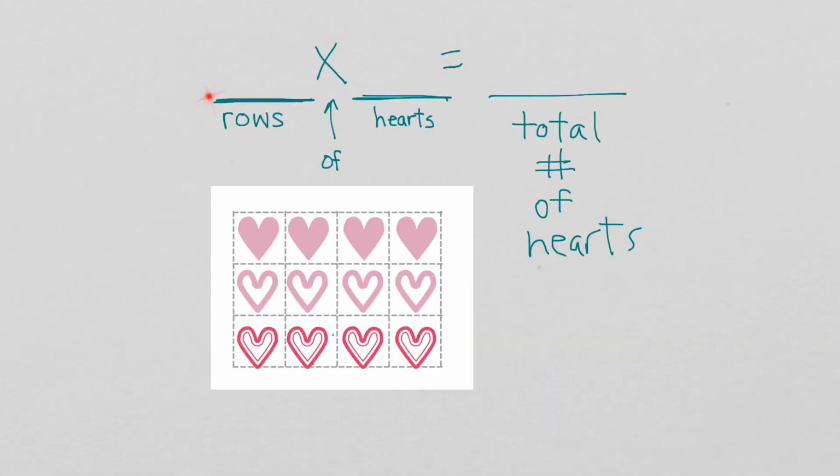So right here, this represents rows. How many rows did we have? We had 3 rows of 4. And we know that 3 rows of 4 hearts equal 4, 8, 12. We know that they equal 12. So the total number of hearts is 12.